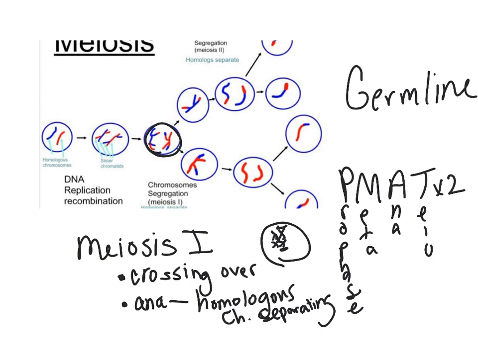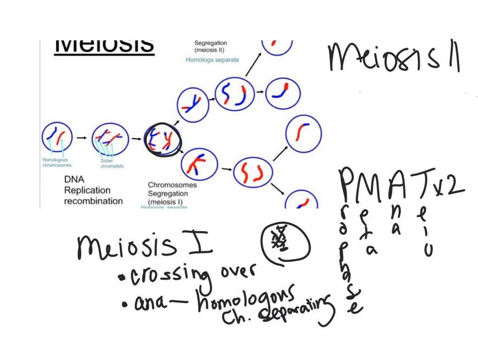Then in meiosis 2, it basically looks the same as what it did in mitosis. One key thing that I'm going to write over here is meiosis 2, okay? In meiosis 2, in anaphase, instead of separating homologous chromosomes, you are separating sister chromatids, okay? That is the main goal there.